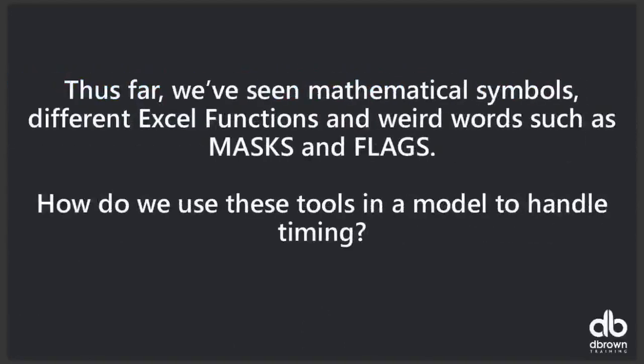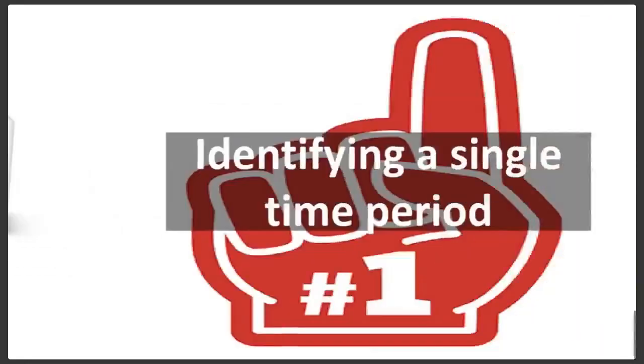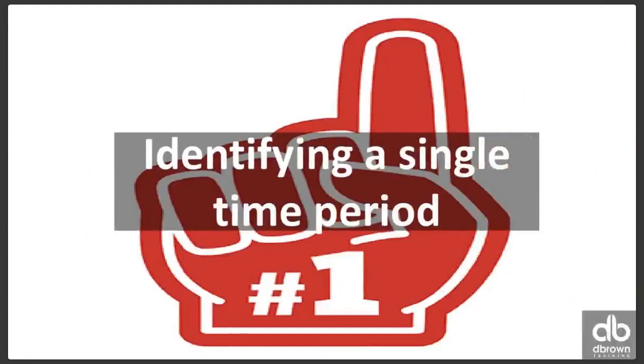Right. So we've seen masks, we've seen flags, all these funny things I'm saying. What do I mean by all this? Can we jump into understanding how all these things work? So we'll start off with the demo. Let me share my screen to see the demo side. The first thing we're going to do in the demo is identify a single time period. We'll start simple, all right? We're going to just identify a single time period.